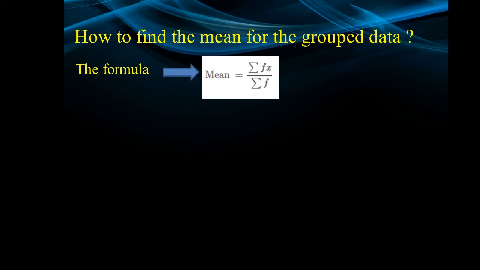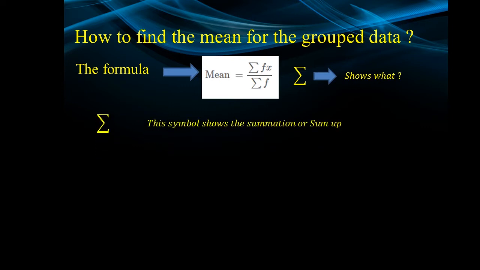Now how to find the mean for grouped data? For grouped data you will use the formula summation of fx by summation of f. Now mostly students get confused about this symbol. What does this symbol show? This symbol means that you have to add all the values. You will add all the values.